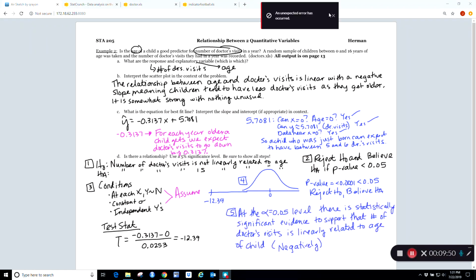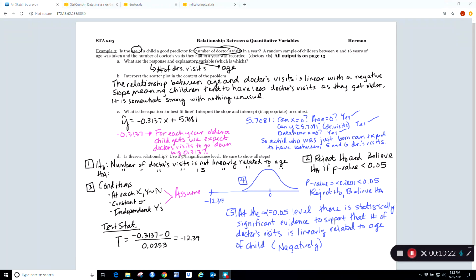All right, so this time for our interpretation, alpha is 0.05. Since we rejected, there is statistically significant evidence that the number of doctor's visits is, since we're believing the alternative, linearly related to age. Technically, again, we're kind of adding. We know it's a negative impact because our slope was negative and because our t was negative. So these signs will always match here.